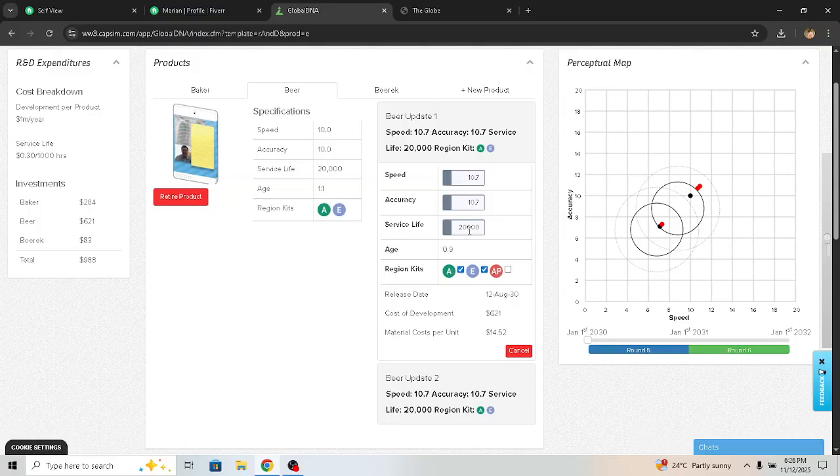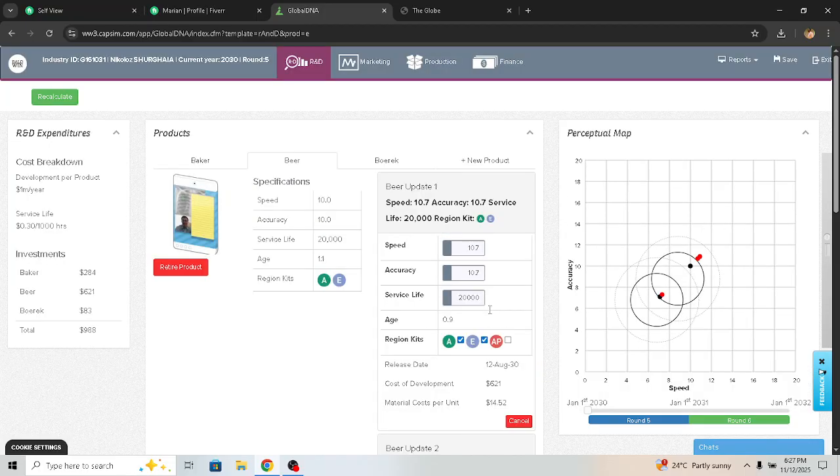We maintained the service life at 20,000 because with that, this product will be able to cross over to sell between the low end and the high end market segments. For the region kits, we had America and we had Europe. Our product will be out by 12th of August 2030. So we have at least 4 months of selling our product. Our cost of development was $621.